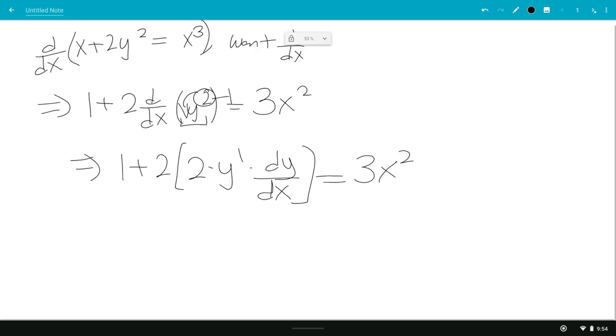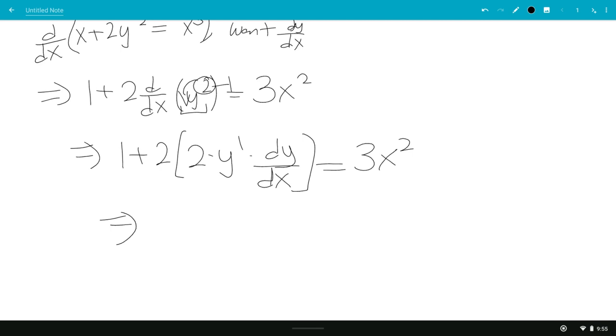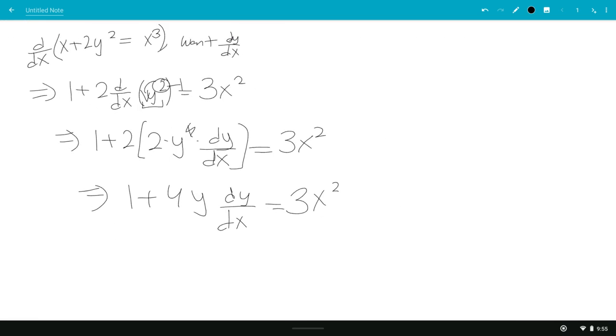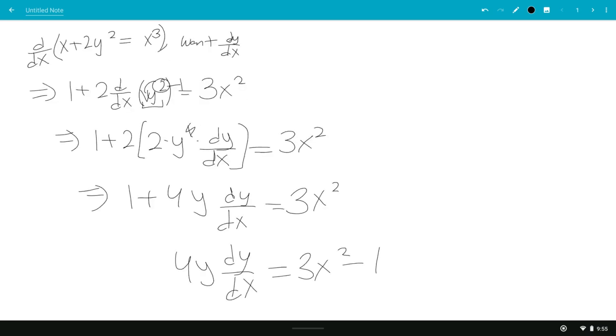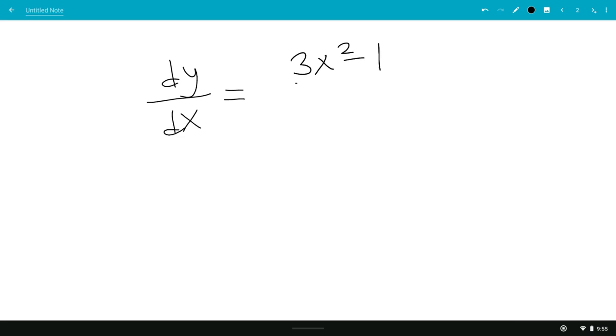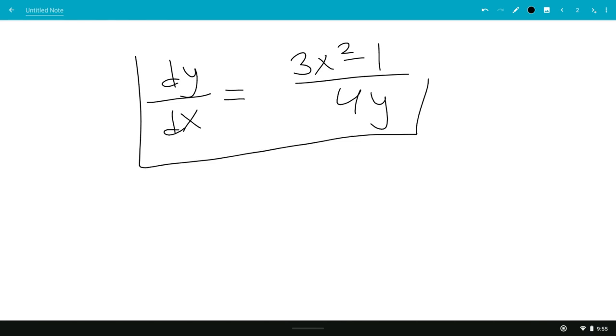So we want to solve for dy/dx. So 1 plus 4, since 2 times 2 is 4, y to the first, it's not y prime, dy/dx, equals 3x squared. So we can move everything to one side, so we get 4y dy/dx equals 3x squared minus 1. So we're left with dy/dx equals 3x squared minus 1 over 4y. So that would be the answer if you're allowed to put y in the dy/dx.